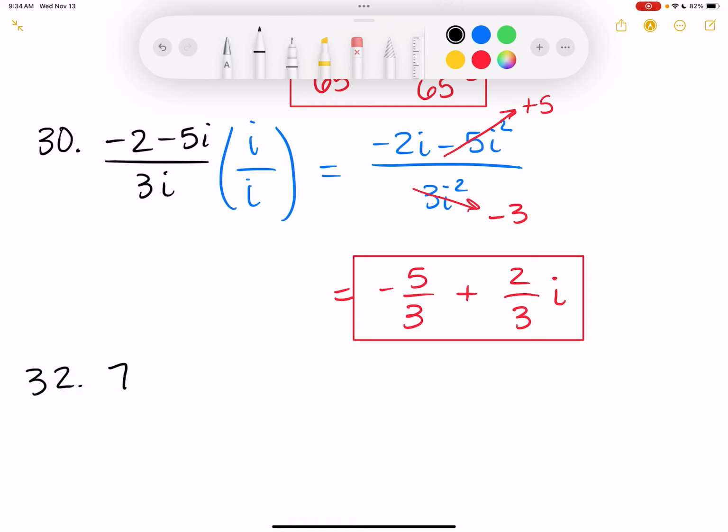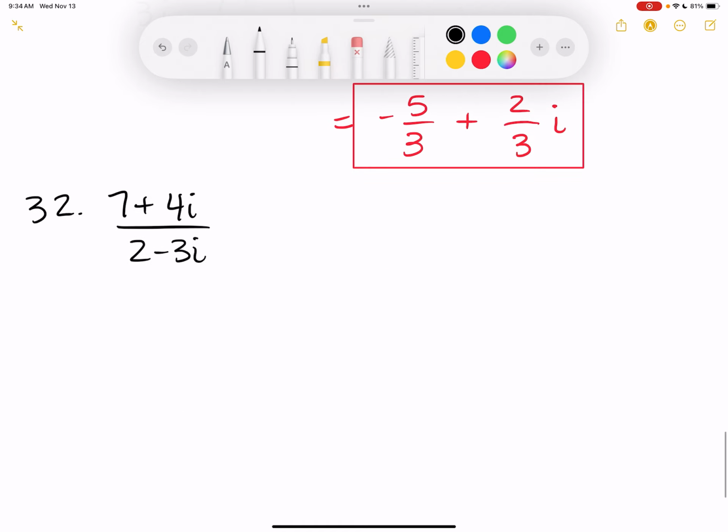Number 32: (7 plus 4i) over (2 minus 3i). What would I need to multiply this one by? 2 plus 3i. So we're multiplying by the complex conjugate. On top, what do I get? You get 14 plus 12i squared. No. FOIL.